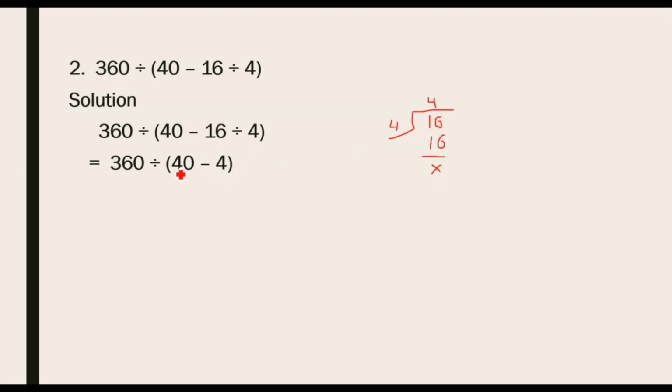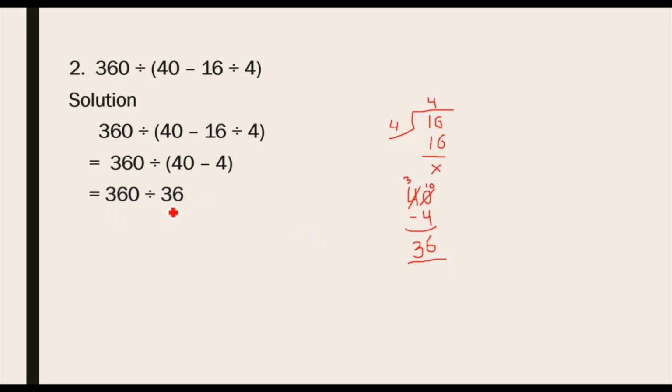Now we have the bracket and we have subtraction in the bracket. So first we have to solve the bracket. So 40 minus 4. 0 minus 4, we cannot subtract 4 from 0, so we take a carry from 4, it becomes 3, and the 0 becomes 10. So when we subtract 4 from 10 we get 6 and 3. So 40 minus 4 we get 36.